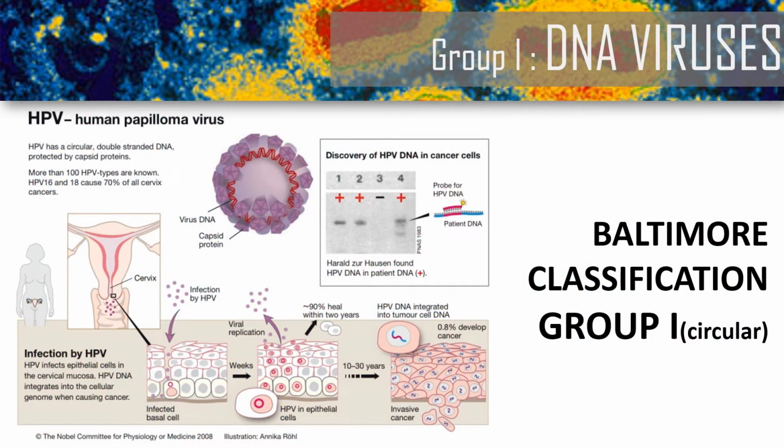So let's start with Baltimore classification group number 1. Group number 1 is divided into two. First, we'll discuss the viruses that are circular. When we say circular, it describes the orientation of the genome. If you can observe here, the genome is circular. This is a typical example of a circular DNA.